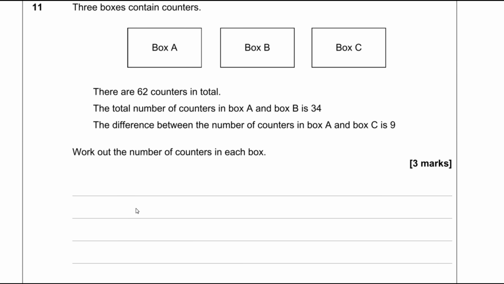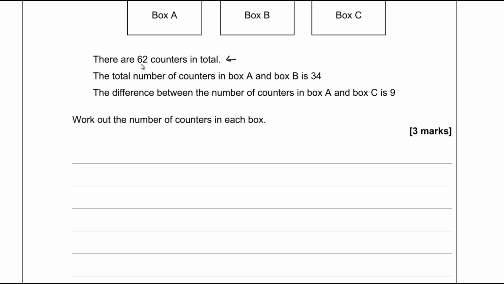Let's do our calculation here. So first information says 62 counters in total. That means A plus B plus C is equal to 62. And then for second information, we have the total number of counters in box A and box B is 34. That is A plus B is equal to 34. And then for the next information, we have the difference between the number of counters in box A and box C. So the difference, we can say A take away C, or A minus C, is equal to 9. Now work out the number of counters in each box. We have A, B, C in this equation, A, B in this equation, and then A and C in this equation.